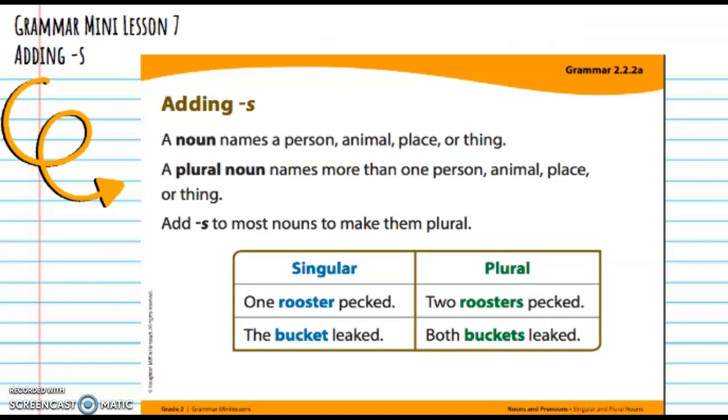The bucket leaked. Bucket is singular because it tells about one. Both buckets leaked. Buckets has an s at the end because it is plural. It's talking about more than one.